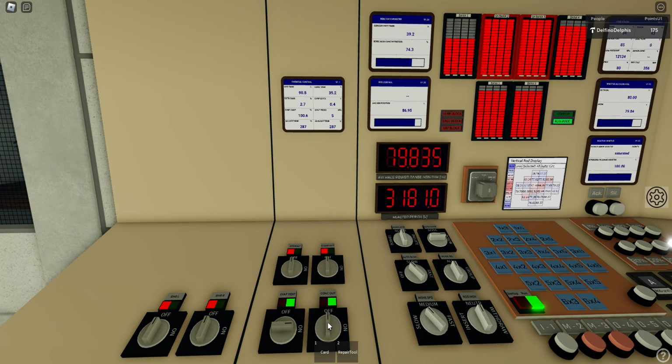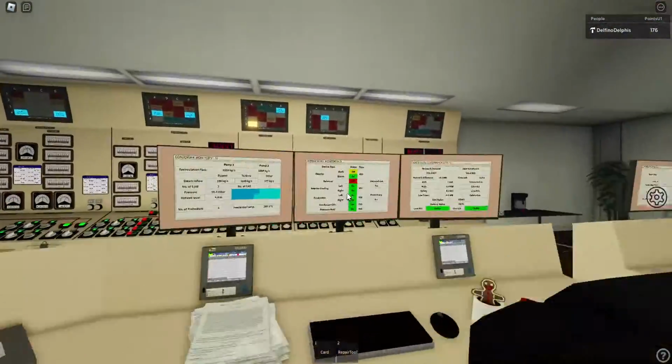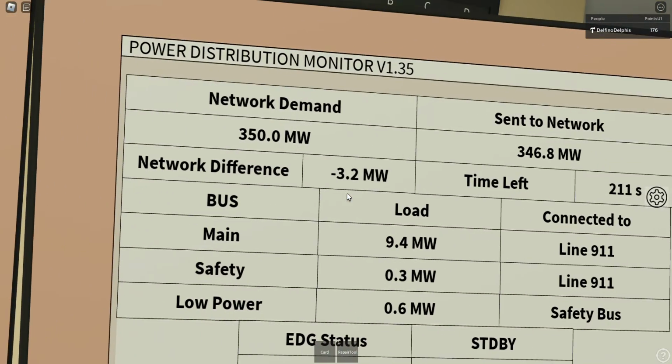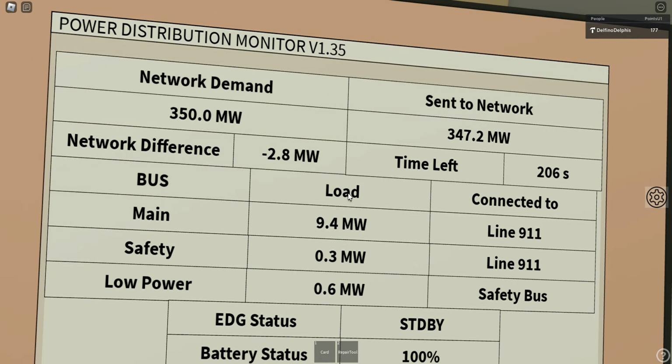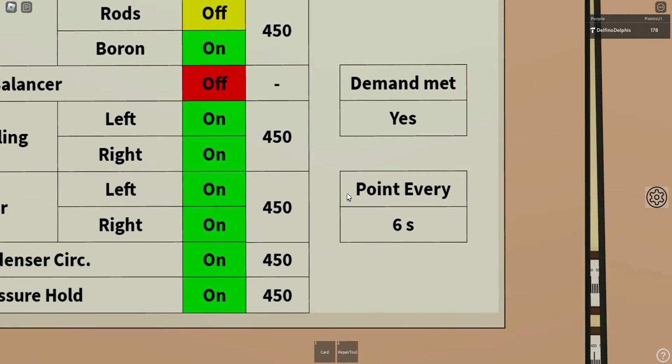Okay, we are done. I can leave the heating up for later use. So we are now in demand, 3 megawatts below. It's fine. So you should see my points rising. They are rising pretty slowly, 1 point every 6 seconds.